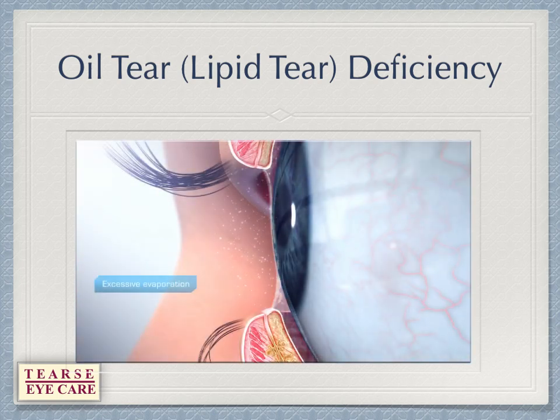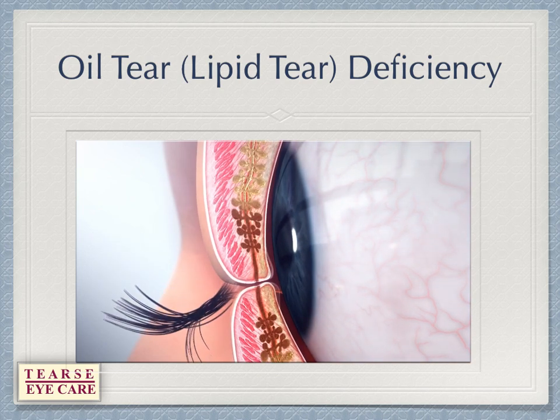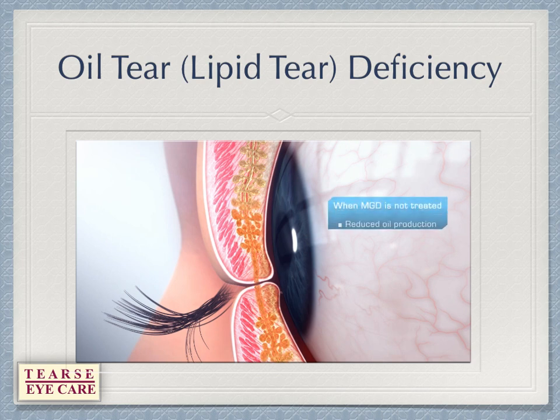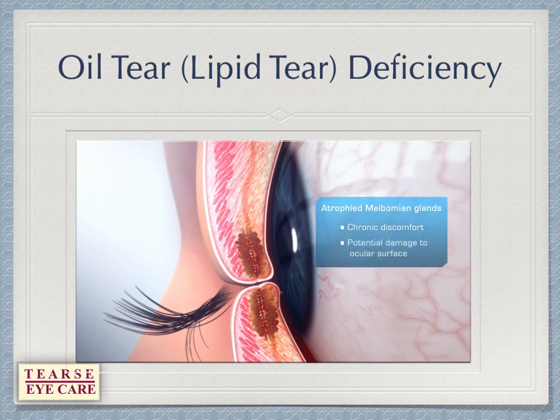Excessive evaporation of the tear film due to a poor lipid layer from MGD can lead to increasing discomfort, poor vision, inflamed lid margin, and damage to the ocular surface. When MGD is not treated, blockage of the glands results in downregulation of oil production, eventually causing the glands to atrophy, lose function, and drop out. Completely atrophied meibomian glands lead to chronic discomfort and potentially sight-threatening damage to the ocular surface.